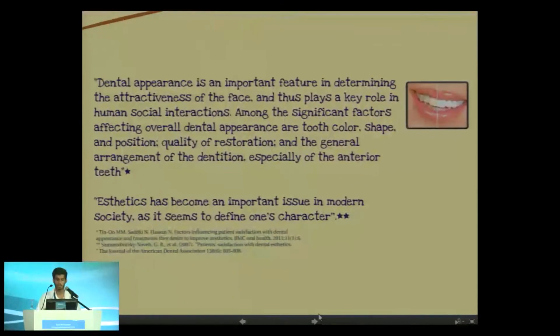And we go to the literature review. I'll give you some quotes expressed regarding the same topic. Dental appearance is an important feature in determining the attractiveness of the face and thus plays a key role in human social interaction. Among significant factors affecting overall dental appearance are tooth color, shape, and position, quality of restoration, and general arrangement of dentition, especially in anterior teeth. Another quote says, aesthetic has become an important issue in modern society as it seems to define one's character. My references are below the quotes, so it's easier to track them. As you can see from these quotes, dental aesthetic is so important it can even influence the psychological status of the individual.